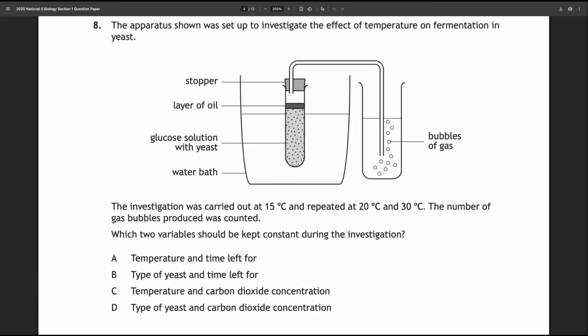And the time left for, that makes sense because if we're counting the number of gas bubbles produced, if we have different times, then that's not going to be fair to compare those two. It will not be valid. And the type of yeast and the carbon dioxide concentration, well, the carbon dioxide concentration is not going to have any impact on the rate of fermentation. That one is irrelevant as well. So the answer is going to be B for this one. Okay, the type of yeast and the time left.